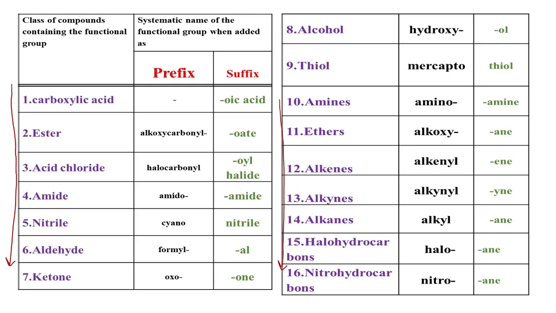And as you can see here, carboxylic acid is present at the top. So it takes priority in naming a compound compared to the other functional groups. Whereas nitro hydrocarbons are given lower priority when naming a compound. You should memorize both the prefix and suffix for each functional group.